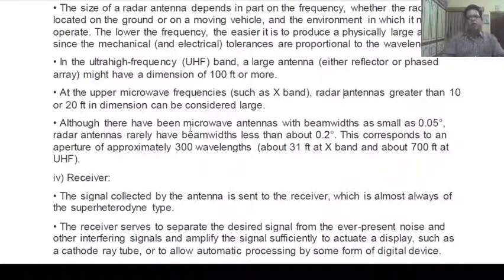Although there have been microwave antennas with beam widths as small as 0.005 degree, radar antennas rarely have beam widths less than about 0.2 degree. This corresponds to an aperture of approximately 300 wavelengths, about 31 feet at X-band and about 700 feet at UHF.